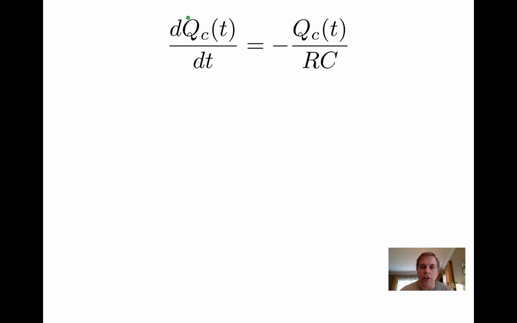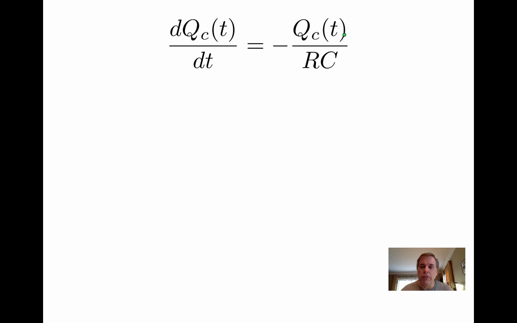So you're looking for a function of time that when you take its derivative, you get back the same function multiplied by minus 1 over RC. So you can guess the answer. We're going to work it out now, but you can guess the answer. You expect to have an exponential. But let's work it out. Let's say we didn't see the answer.